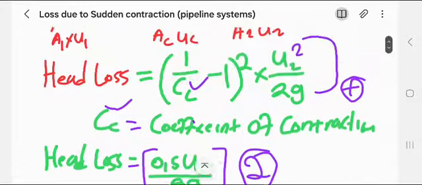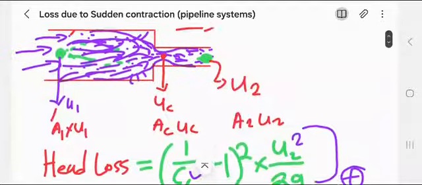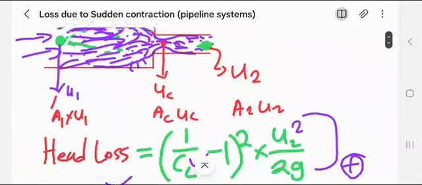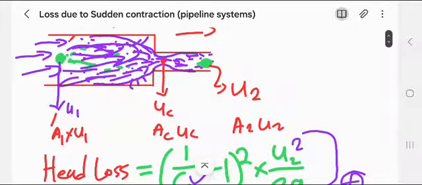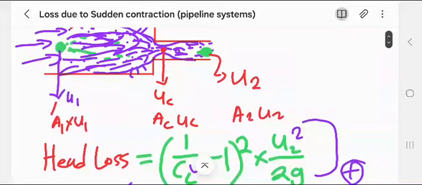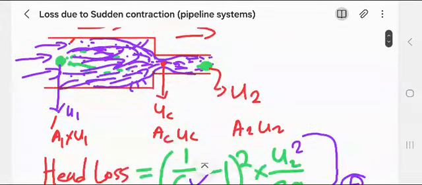So yeah, this is it, guys. Use this or use the other, depending on the information given by the examiner in the question.